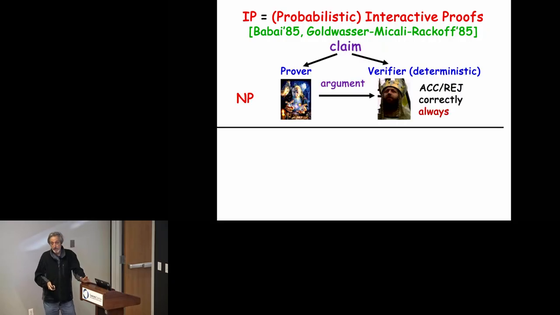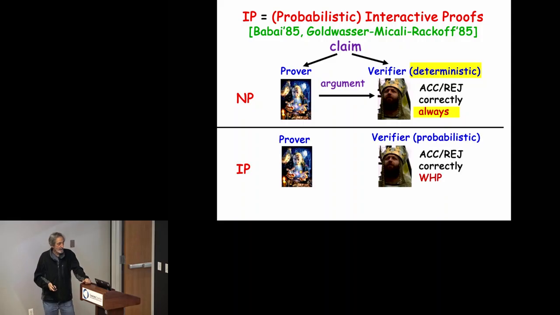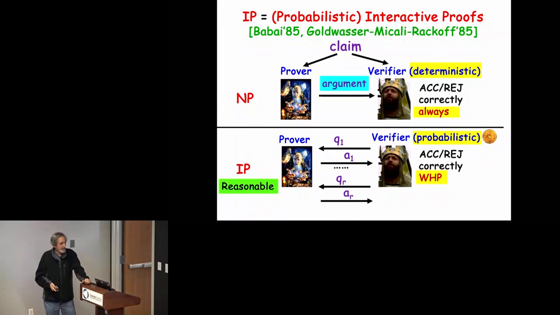I'll contrast it with the usual NP definition, where in NP we had the deterministic verifier, which was always correct. In IP, as I said, we have a probabilistic verifier that sometimes makes errors, but with low probability. And the other difference is this argument. In the NP proof system or in mathematics, you write a paper and you send it off. Here, we allow interaction between the prover and the verifier.